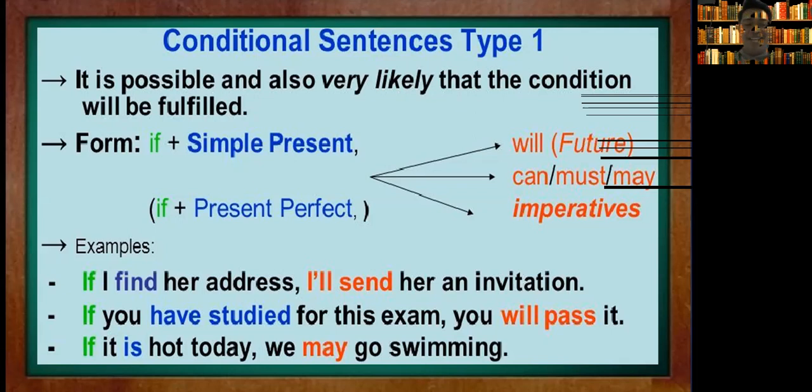Let's go to our sentence number 3. If it is hot today, we may go swimming. If starts our condition clause and the verb is in the simple present form. Then you used may as your verb in your result clause. And again, I told you if you don't use will, you can either use can or must or may if your sentence is in the imperative form. All right. So this is now again another sample of a conditional sentence type 1.